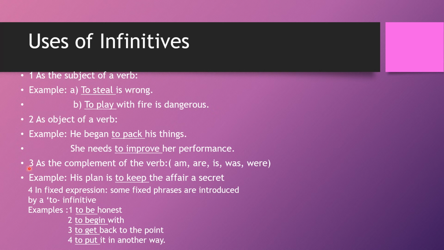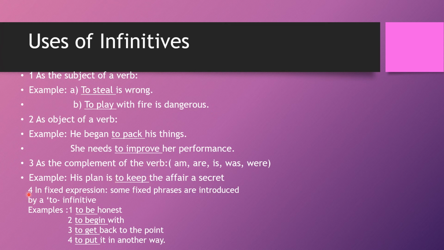The third use of the infinitive is as a complement of the verb of incomplete predication. These are all verbs of incomplete predication: am, are, is, was, were. Or they are the to be forms of the verb. Look at the example. His plan is to keep the affair a secret. So to keep is the infinitive. It is coming after is, the verb of incomplete predication. Therefore, this to keep is the complement of the verb.